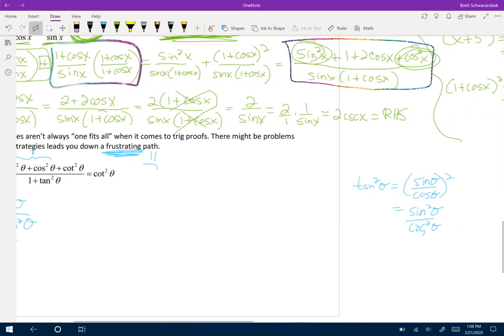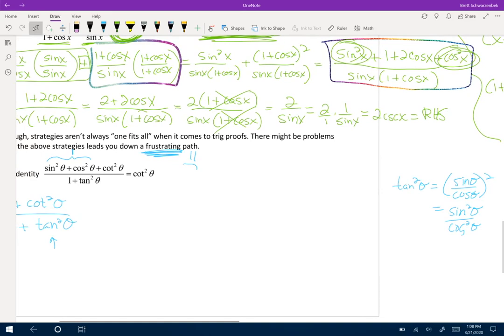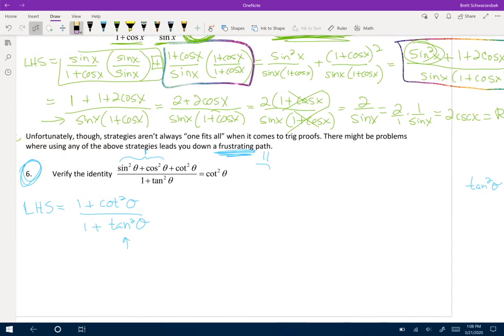Now, could a trig proof do that? Of course, but there's a good chance that if it's a problem in the book, they're not going to send you in that direction. So maybe consider other alternatives before you get started.